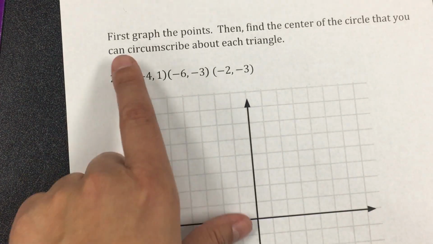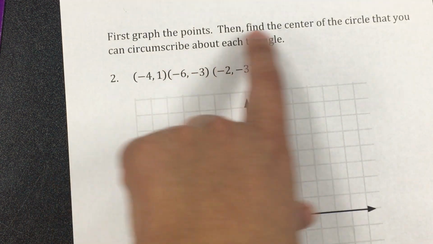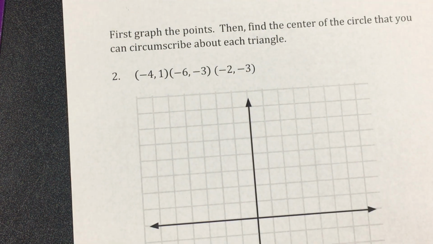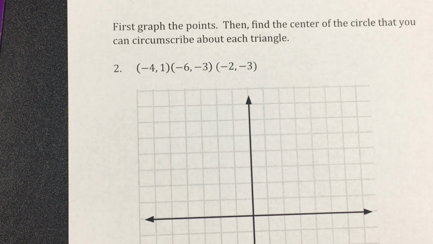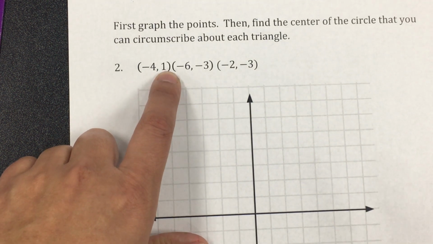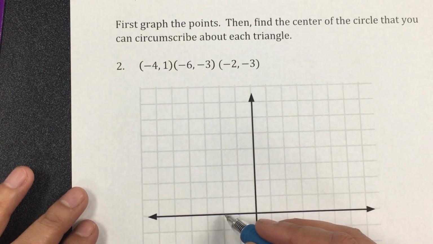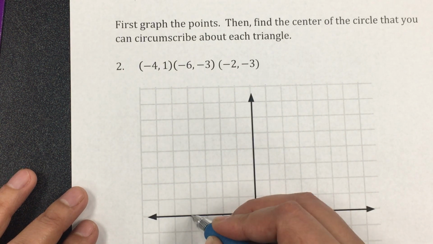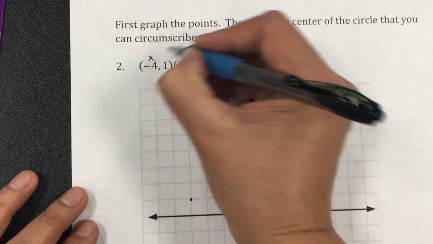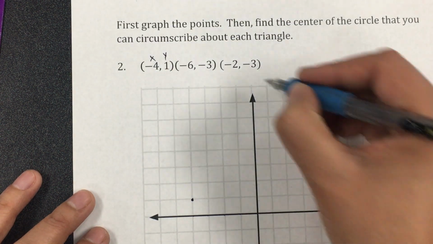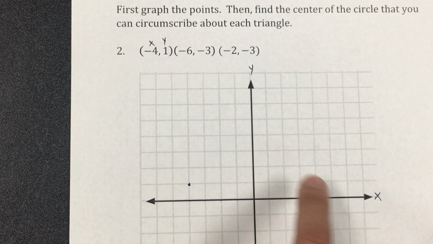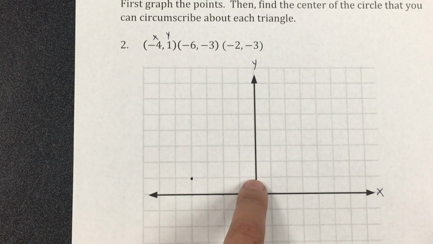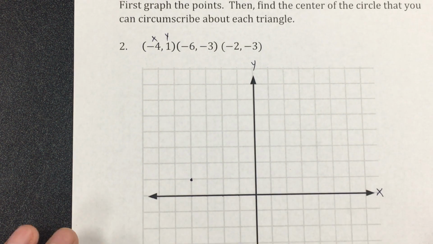Sometimes they're gonna say, first graph the points, then find the center of the circle that you can circumscribe about each triangle. So we're finding the same thing, but first we have to graph the points. And so in here we have (-4, 1). Remember that this is x, this is y. And if it's negative, you go to the left. If it's positive, you go to the right. For the y, for the second number, if it's positive, you go up. If it's negative, you go down.